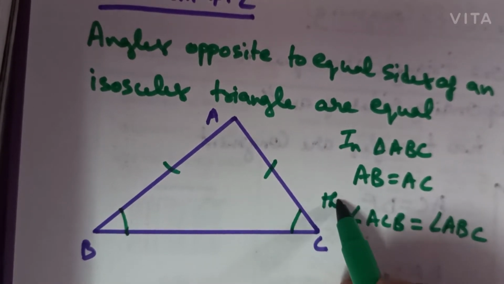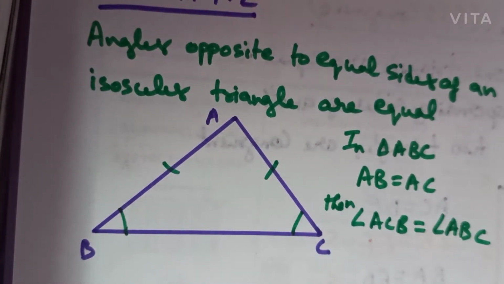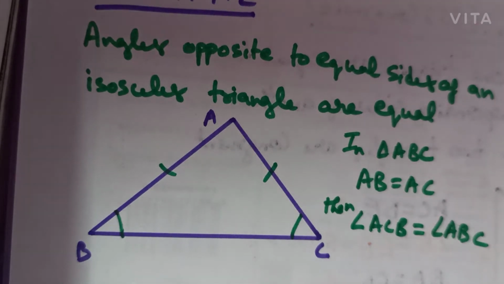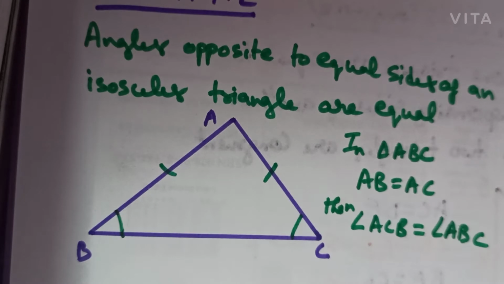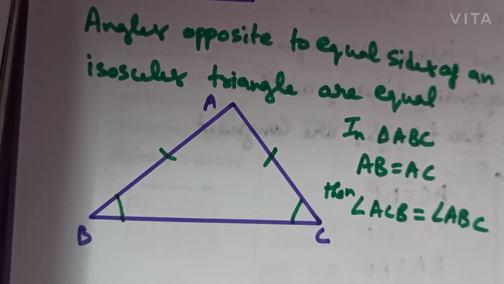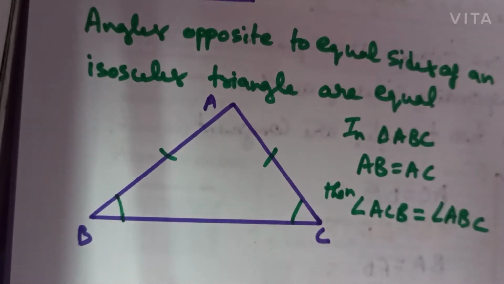Okay, so this is what the theorem states. The theorem states that if in a triangle two sides are equal, then the angles opposite to these equal sides will also be equal to each other. Now we will look at the proof of this theorem. The proof of this theorem is also important. It can come in the form of a question. I am writing the question.